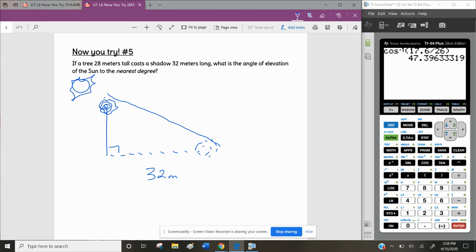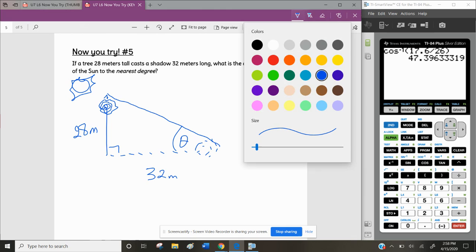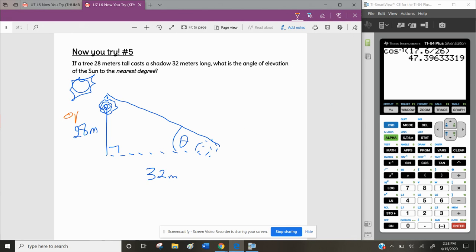Okay, so here's my right triangle. Again, we're trying to get to a right triangle here. That's what we're doing. So our tree is 28 meters tall. The angle of elevation looking up towards the tree, what is that? So what sides are we given in this problem? We have the opposite side to that angle, and we have the adjacent side to that angle.